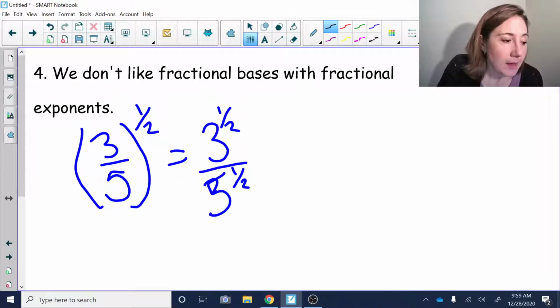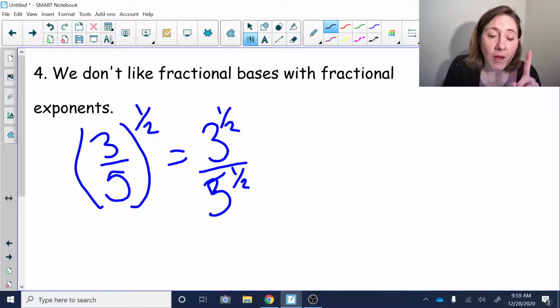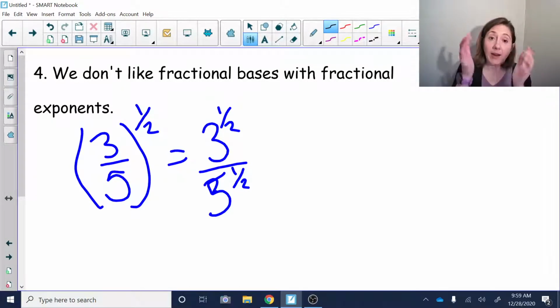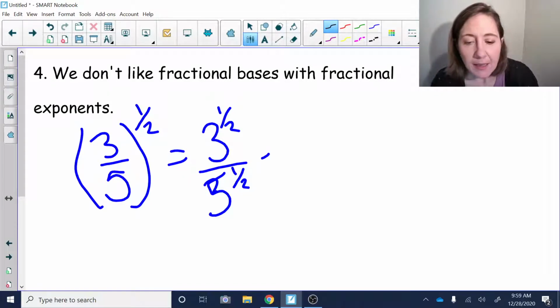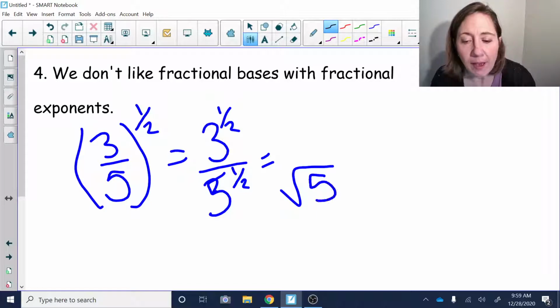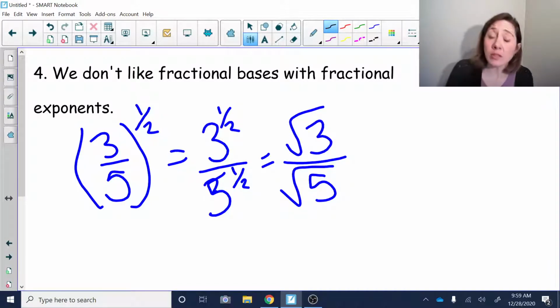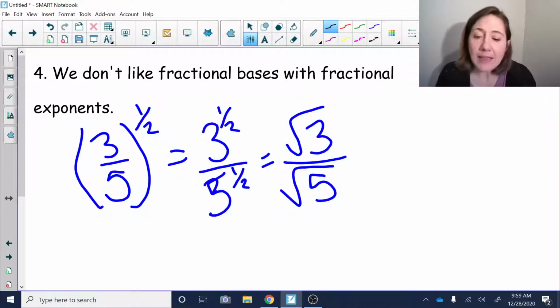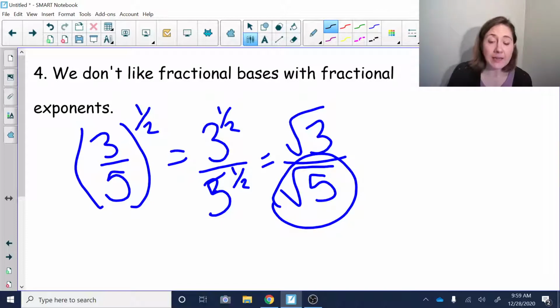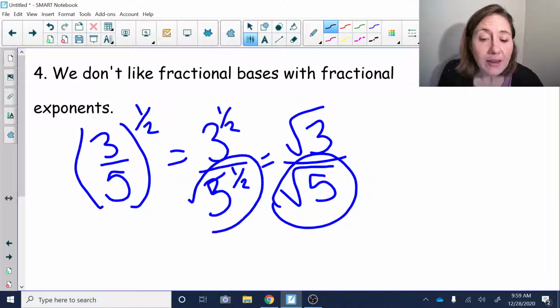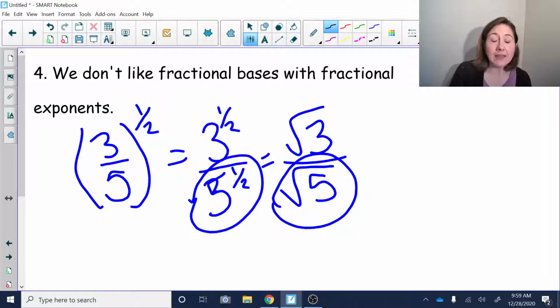So that is kind of like rule 1, where we don't want to have a fractional base, so I've taken care of that issue. But since 5 to the 1/2 is like having a square root of 5 over a square root of 3, now rule 2 is going to kick in. If we don't like to have radicals in denominators, then we also don't like to have fractional exponents in denominators, because they're like the same thing.